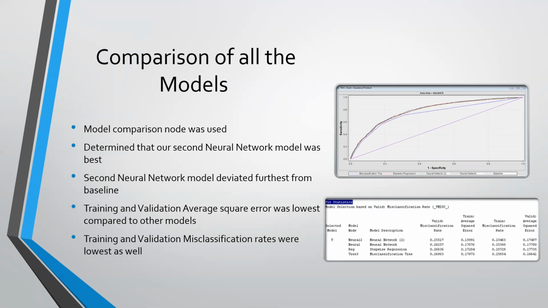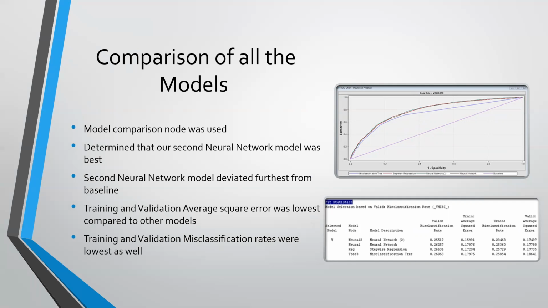Thanks, Robert. So now in order to determine which predictive model was the best out of all of them, in terms of ROC index, average square error, and misclassification rate, we decided to implement a model comparison node at the end of our diagram. With this node, we were able to graph the ROC index of each given model and compare it to a baseline within the graph. With this node, we could also evaluate which model had the lowest average square error and misclassification value from the output window.